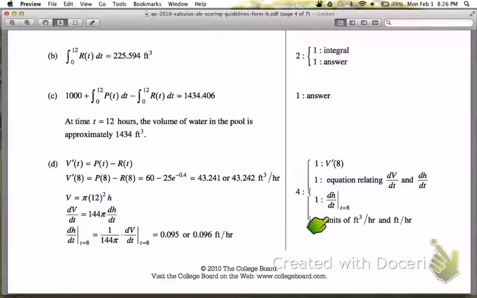Last but not least, you get 1 point for the correct units: feet cubed per hour for the first part and feet per hour for the second part. So again, evaluating at 8, we got 0.096, with feet per hour here and feet cubed per hour there. I understand that this entire thing was kind of a lot to handle, but pieces of it were definitely doable, and hopefully, just by reading the context of the problem, you can start to understand.